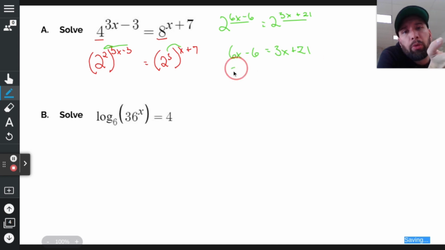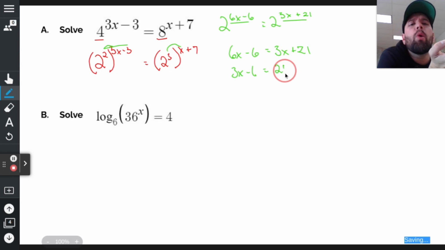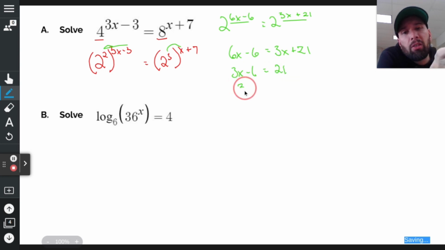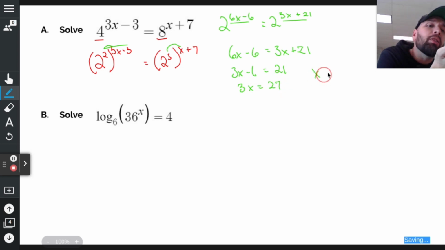Subtract 3x from both sides. 3x minus 6 equals 21. Add 6. 3x equals 27. Divide by 3, x equals 9. Okay?